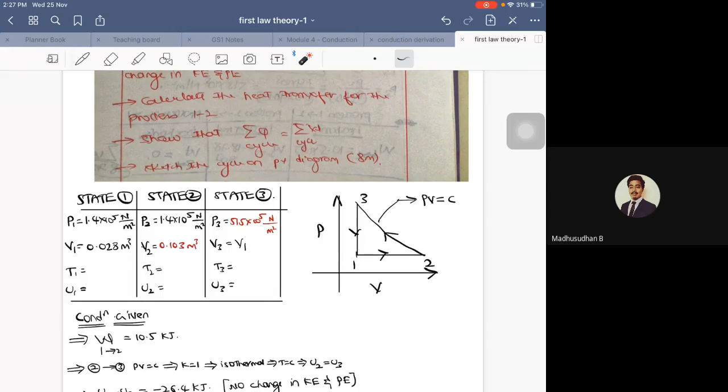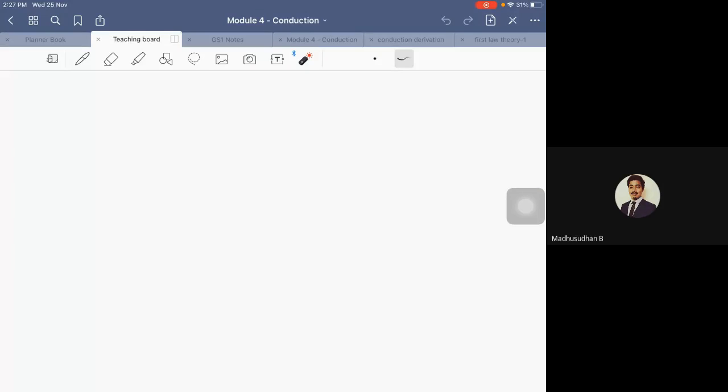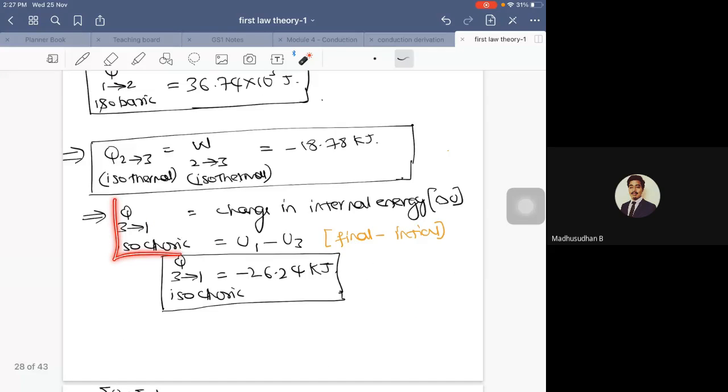Look again at this. I want the isochoric heat flow, which is the difference in the internal energy. So same thing, I go back here to calculate the difference in the internal energy. Since it is from 3 to 1, you can calculate U1 minus U3, that is the change in internal energy. U3 minus U1 is given as 26.24 in the problem. So U1 minus U3 would be the negative of that. Just substitute the value and you'll get the heat flow for 3 to 1, which is isochoric, as this particular value.